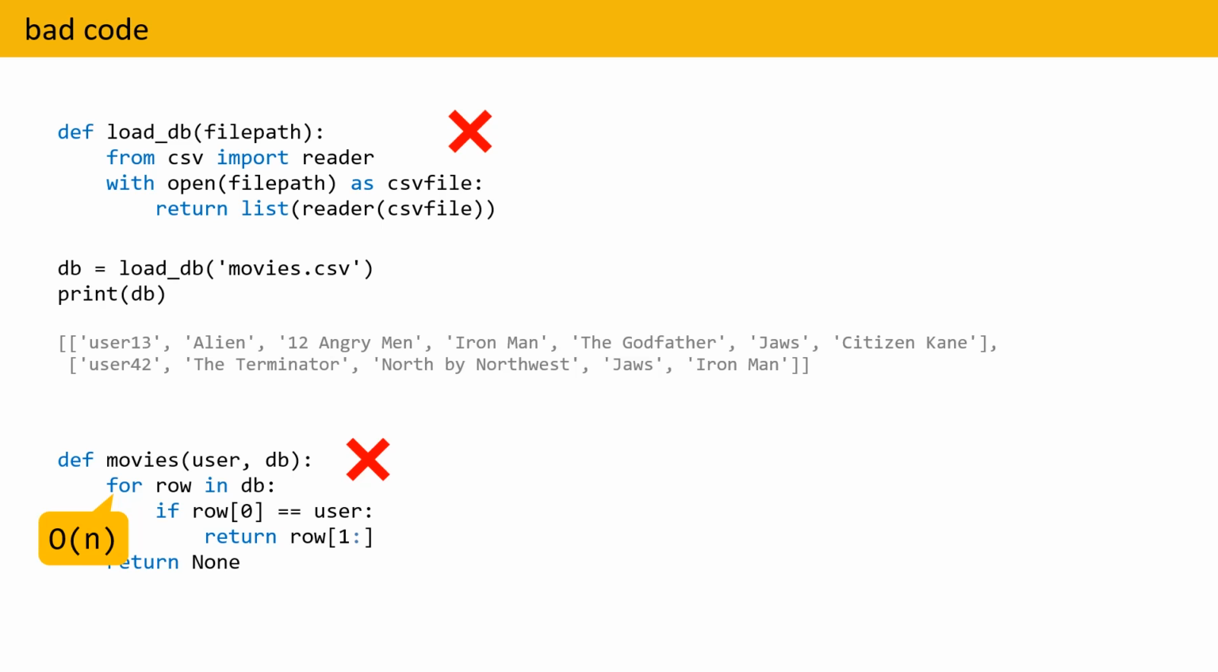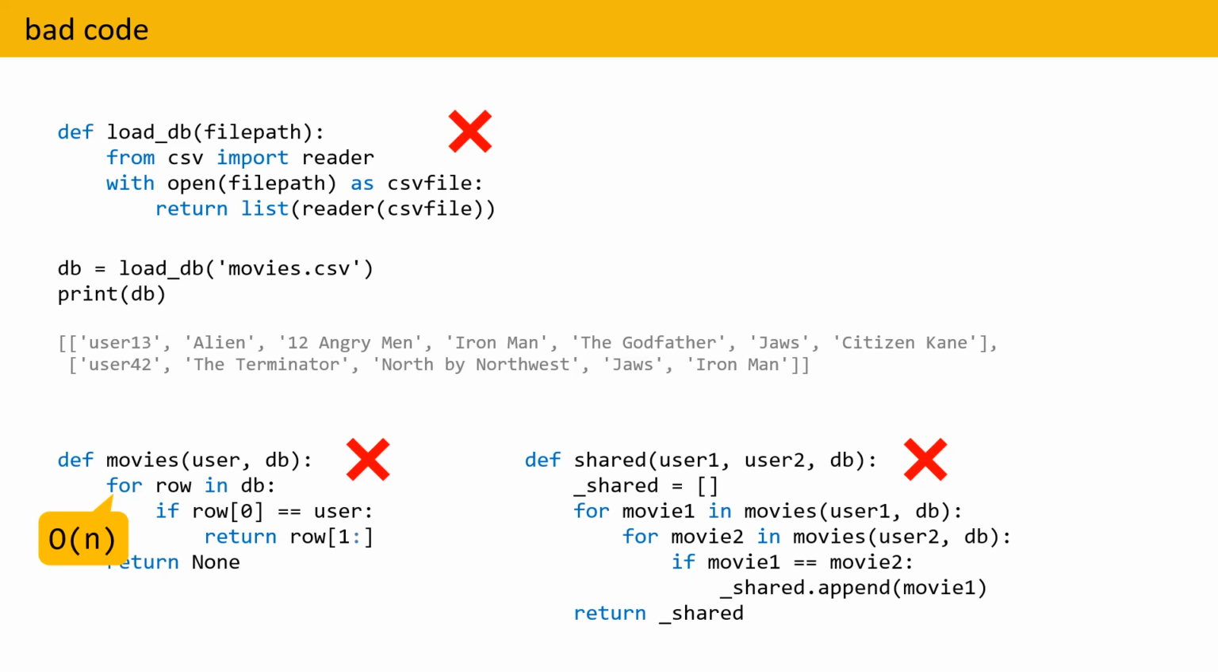The last function we implement is shared, which returns the names of the movies shared by two users. As you can see, we use our movies function to retrieve the movies of the two users, and then two nested for loops to collect the shared movies in a list. Since the movies function is of linear complexity and we're calling it in two nested loops, the shared function has quadratic complexity. Consequently, this code will be very slow for a large movie database. Also, there are other issues with duplicate user IDs or movie names.